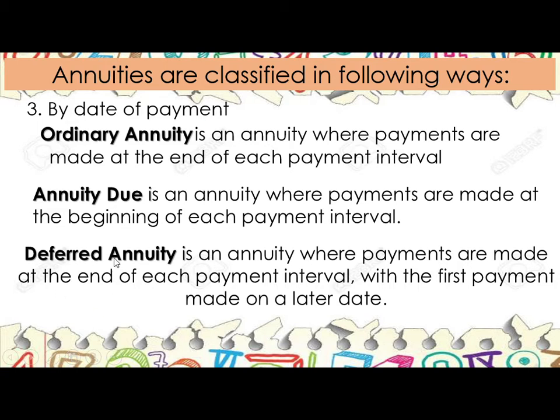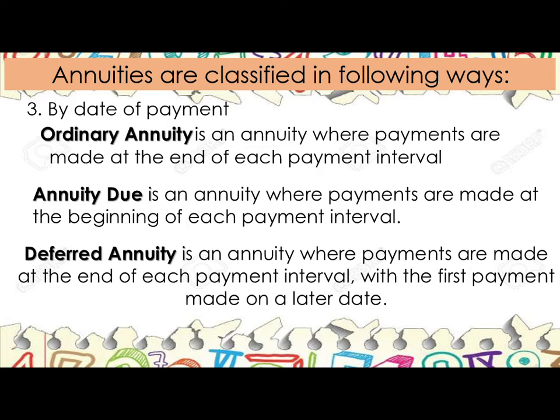While when you say deferred annuity, the payments here are made at the end of the payment interval. Okay, so same as annuity due, but there's a condition that you have a first payment made on a later date. For instance, the monthly car plans wherein the first payment is made after 6 months, isn't it? Okay, so you can actually pay that at the end of the payment interval, but there is always a first payment made on a later date, which is after 6 months, isn't it?